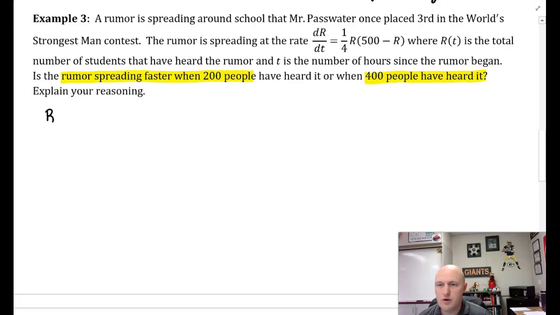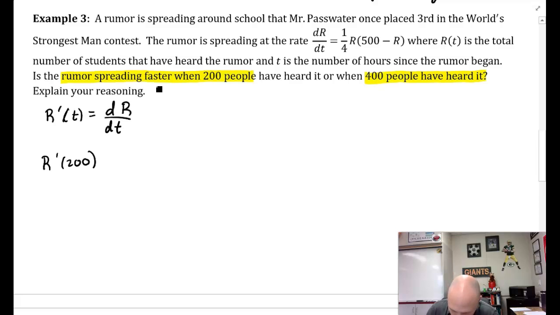Well, I want to know, how is the rumor spreading? So that is r prime of t, which is the same thing given as dr dt, and that's given. So what I'm going to do is I'm just going to evaluate. What is r prime of 200? What is r prime of 400? And then we're going to compare those. Which one is faster, is bigger?